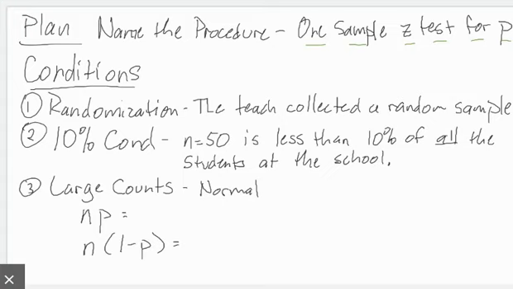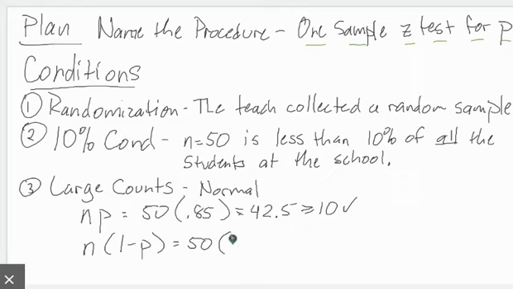So our sample size is 50. 50 times 0.85, that is equal to 42.5. Is 42.5 greater than or equal to 10? Yes, it is. So we're good there. Then we check n times 1 minus p. So this would be 50 times 0.15, and that's equal to 7.5. And is 7.5 greater than or equal to 10? Uh-oh. No, it is not. So now what do we do?